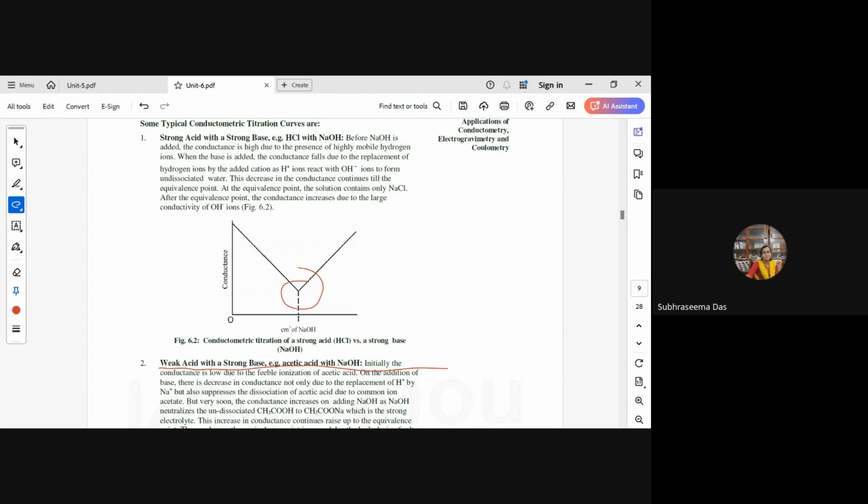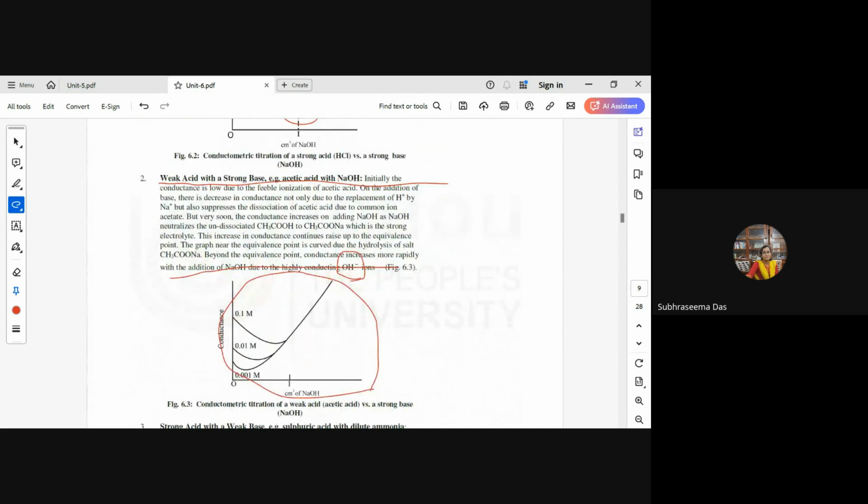Then at the equivalence point, the solution contains only NaCl. After the equivalence point, the conductance increases because of the presence of free OH minus ions that are highly conducting in nature. So figure 6.2 shows a typical conductometric titration curve for HCl versus NaOH. Now, in the second case, we talk about the conductometric titration of a weak acid with a strong base. A weak acid, that is acetic acid, versus NaOH.